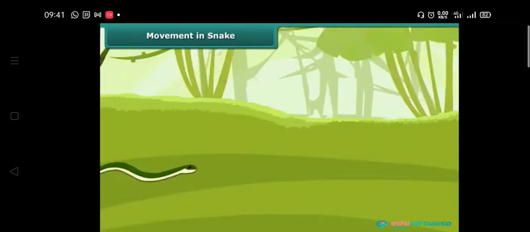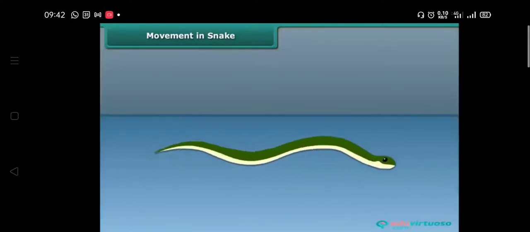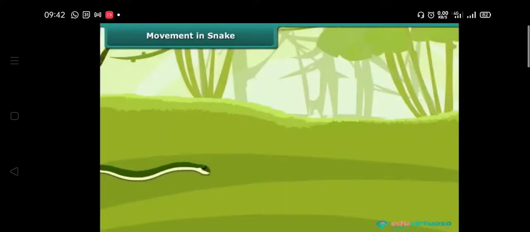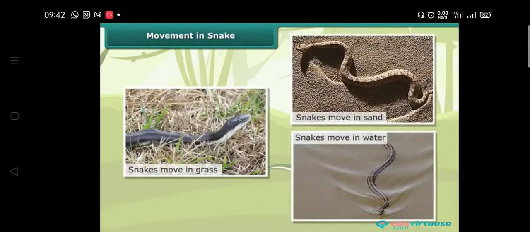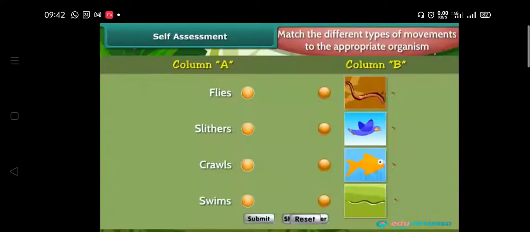Movement in snake. Snakes move in S-shaped loops and in a zigzag manner. They cannot move in a straight line. They have difficulty in moving on very smooth surfaces. Snakes have a long backbone and many interconnected muscles that help them to slither. Snakes can move in grass, sand and water. Snakes do not have arms or legs, but even then they can climb trees.